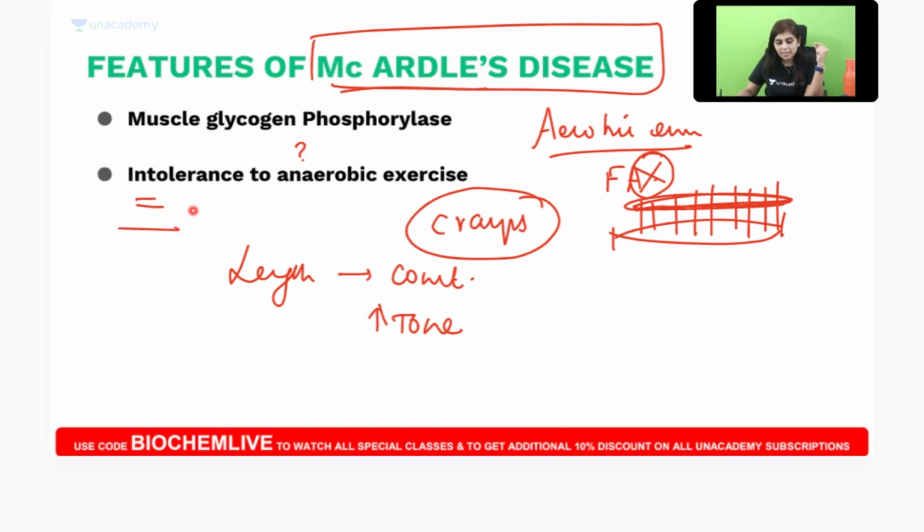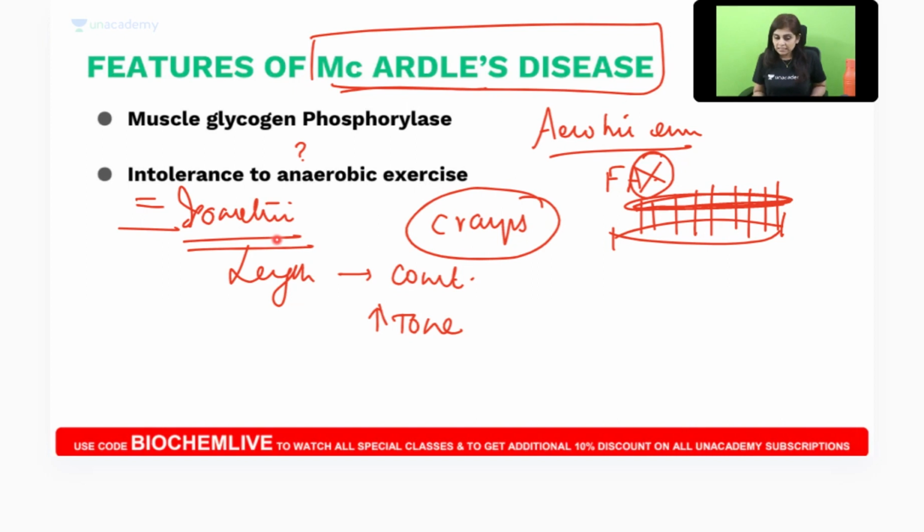Anaerobic exercises are nothing but isometric exercises. Is that clear? Anaerobic exercise, nothing but isometric exercises. When it is isometric exercises, all blood vessels get constricted. So the muscle will not be able to get oxygen. That is why we call it anaerobic exercise.